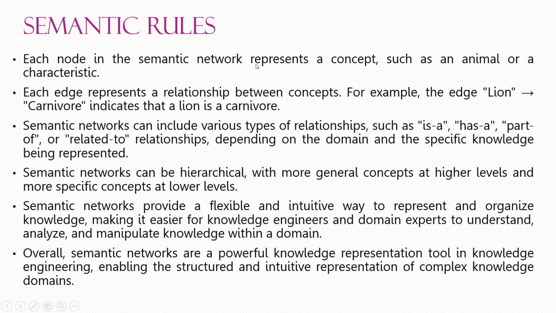Each node in the semantic network represents a concept, such as an animal or a characteristic, and each edge represents the relationship between the concepts. For example, the edge from lion with the arrow to carnivore indicates that the lion is a carnivore, right? Semantic networks can include various types of relations, such as is-a, has-a, is a part of, and is related to, depending on the domain and the specific knowledge being represented.